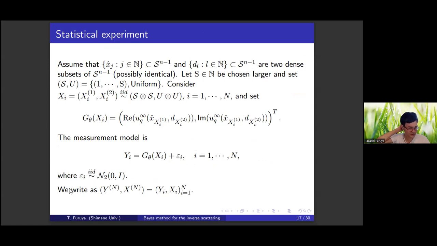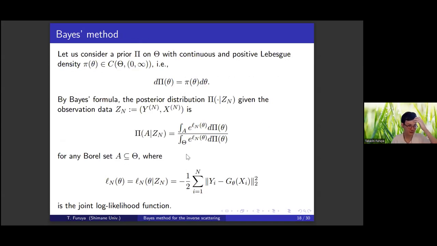It is almost the same statistical experiment. We also assume that xi is sampled from the uniform distribution on the surface, and we use the same notation. Let's consider the statistical model. My measurement model is given by the following. And this is almost the same: the posterior distribution pi is given by the following.